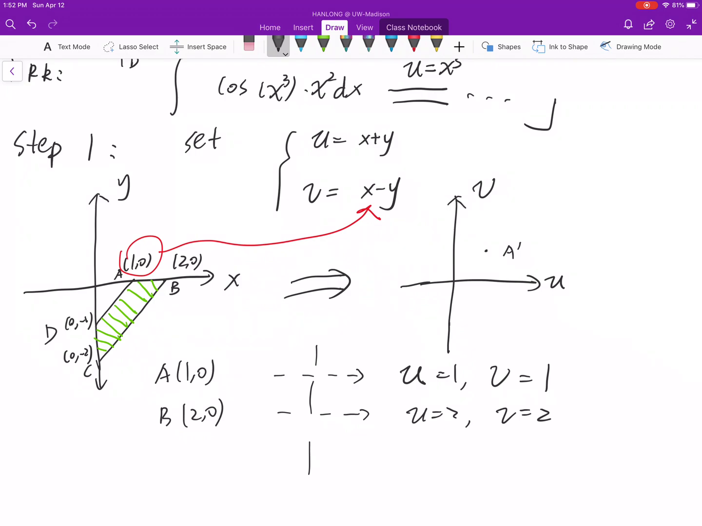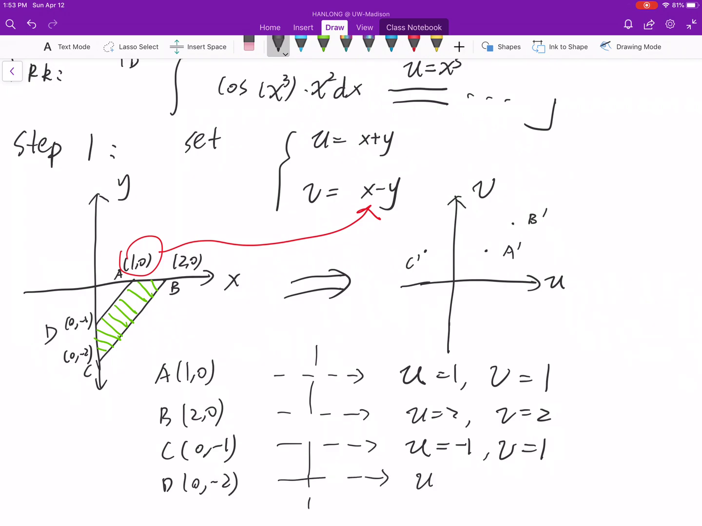So you have B prime here, and C is (0, negative 1). So u is negative 1, v is 1. Here, D is (0, negative 2). u is negative 2, v is 2. Okay, then you connect them together.